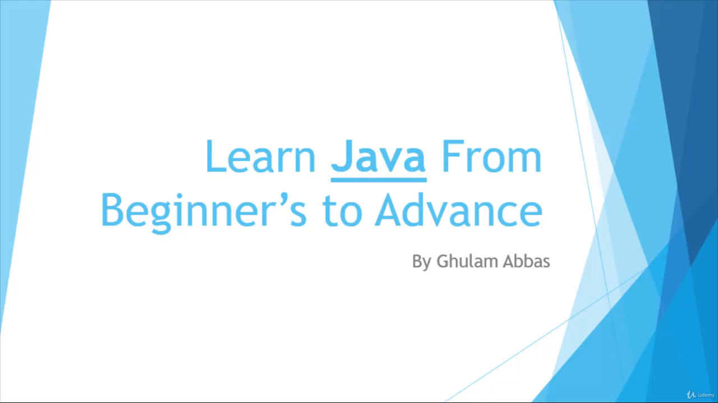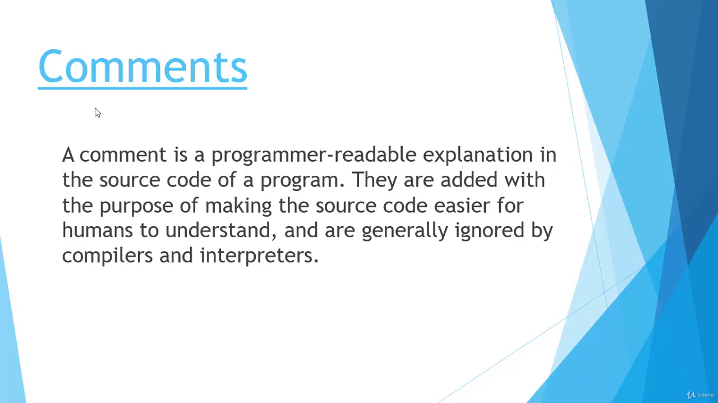Today in this video we are going to discuss comments. A comment is a programmer-readable explanation in the source code of a program. Comments are added with the purpose of making the source code easier for humans to understand, and they are generally ignored by compilers and interpreters.